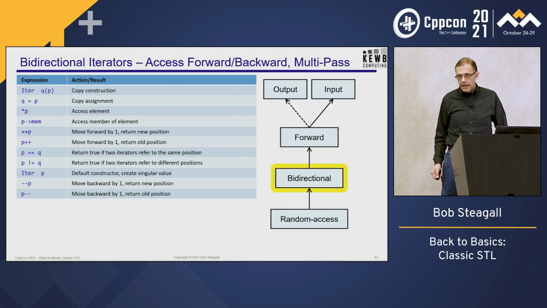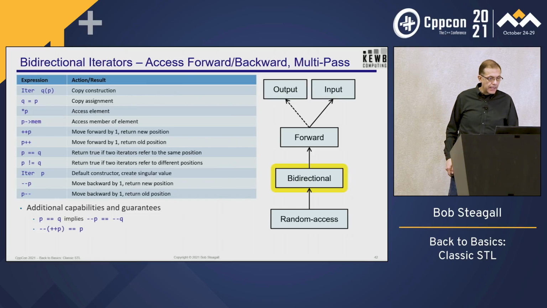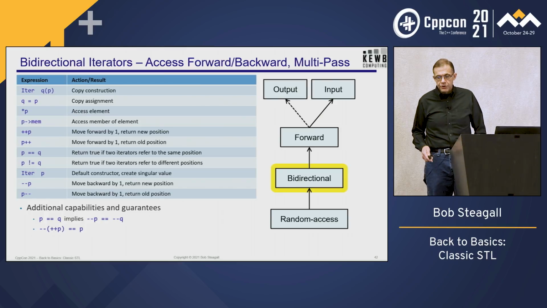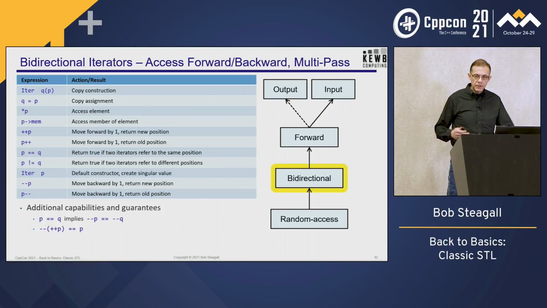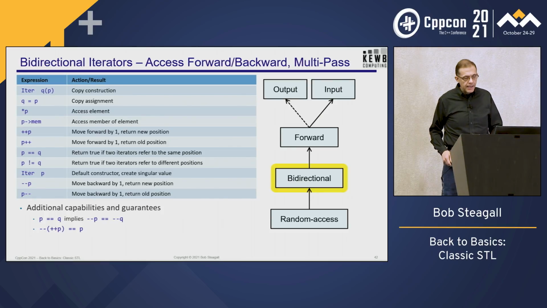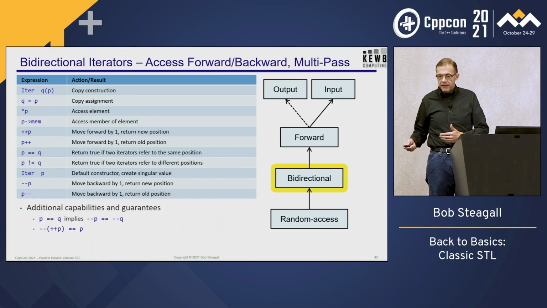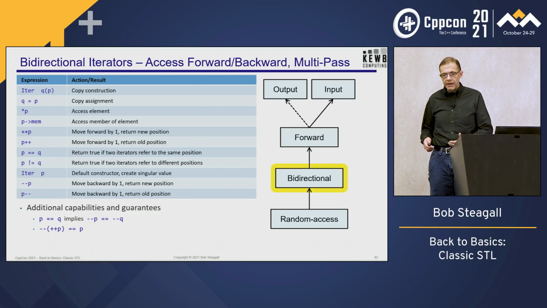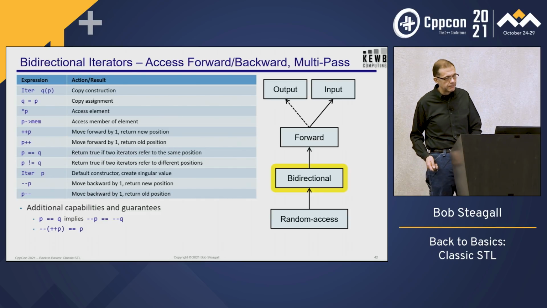Bidirectional iterators add a little more capability, the ability to move forward and backward by 1. And so here, if P equals Q, this implies that you can decrement both of them, and they'll both point to the same element, assuming there's an element behind them, and that if you increment an iterator and then decrement it, you'll be back at the same location as if you had not changed the iterator.